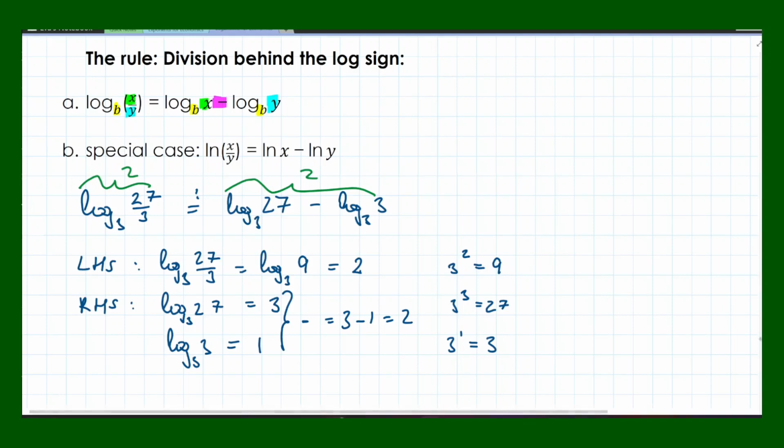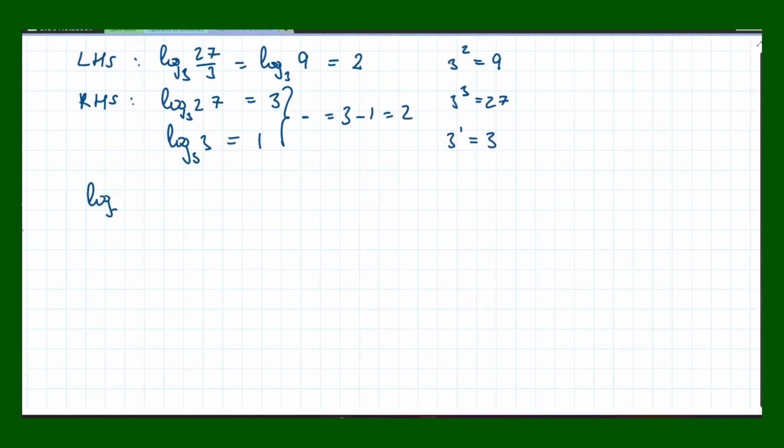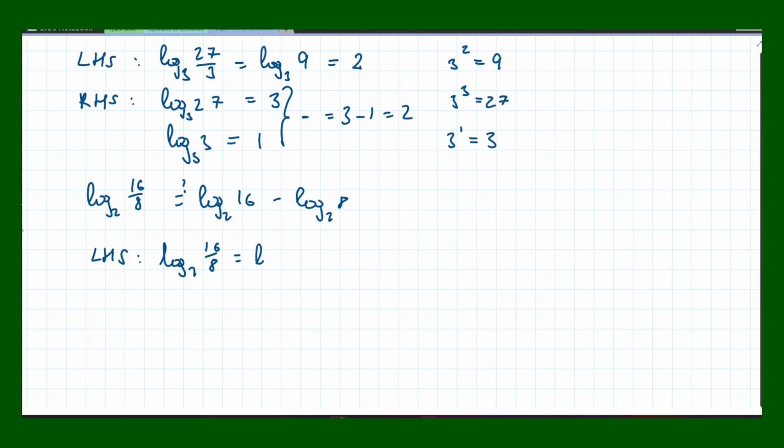Let's test another example and see whether log base 2 of 16 over 8 is equal to log base 2 of 16 minus log base 2 of 8. Again, let us follow a similar approach and test the left-hand side and the right-hand side separately. The left-hand side says log base 2 of 16 over 8. What is 16 divided by 8? It is equal to 2, and this whole log expression cancels down to 1.